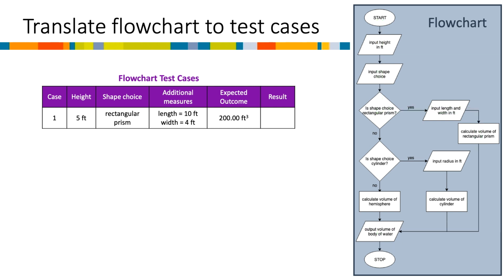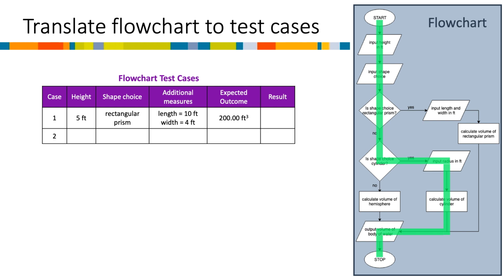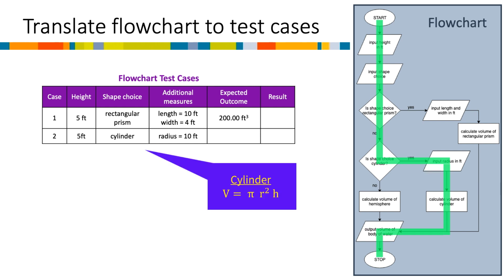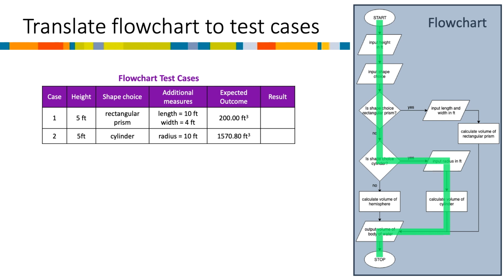The next path is if we answer no to rectangular prism, but yes to cylinder. Again, we can set the height to 5 feet. The shape choice is cylinder. Our additional measure is the radius. Let's let it be 10 feet. Using a calculator, pi r squared times height gives pi times 10 squared times 5, which is 1,570.8 feet cubed.